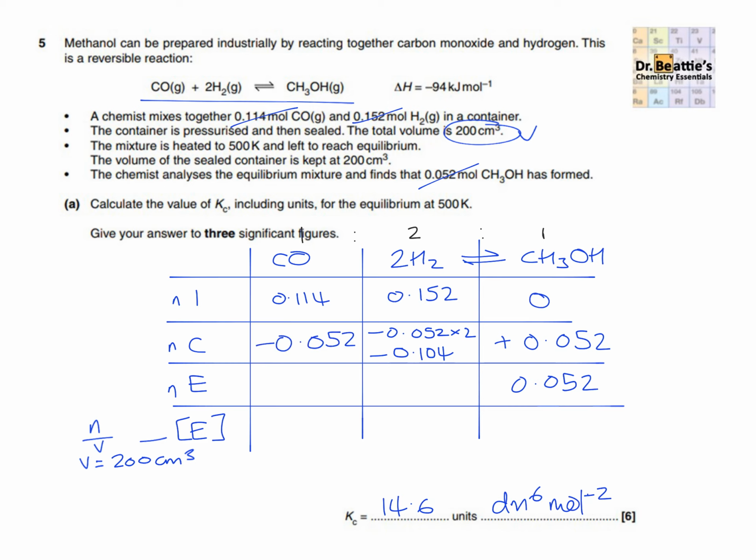So now we have enough information to work out the number of moles at equilibrium. So we do 0.114 minus 0.052, and that gives us 0.062.